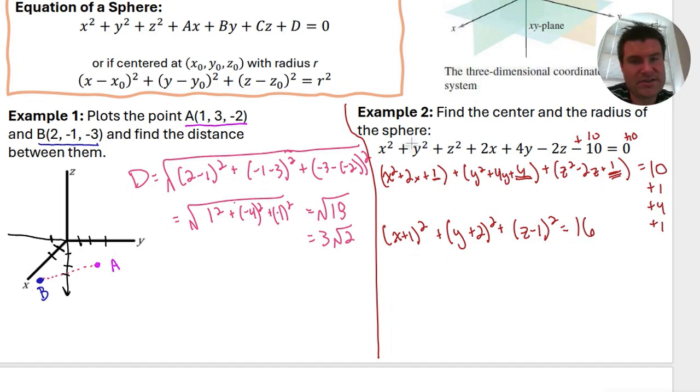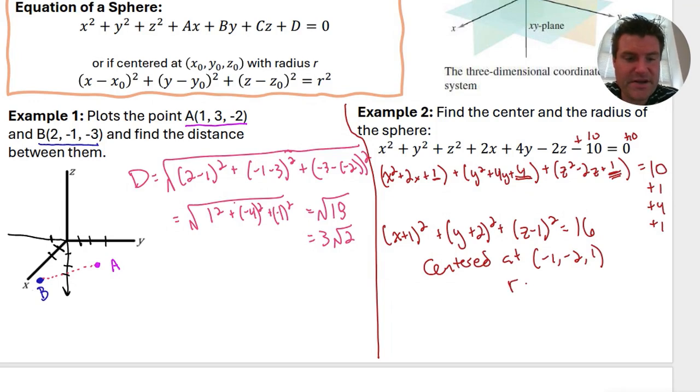All you're going to do is organize your x's, your y's, and your z's, put them in one parentheses each, and then complete the square that way by taking half the b term and squaring it. And you add what I add on one side, you add to the other. So just take some practice. But with this information right here, the sphere is centered at -1, -2, 1. This has a radius of 4, because 16 is r squared.